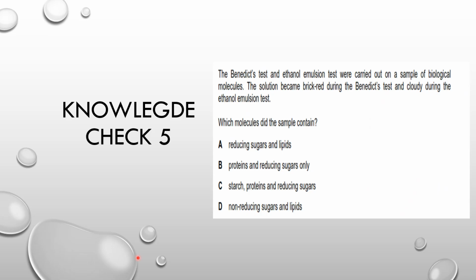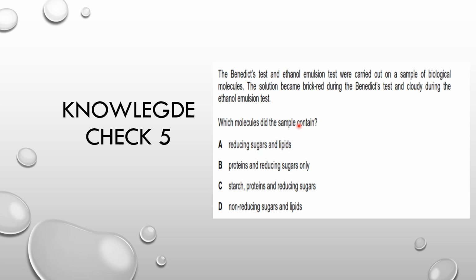Knowledge check 5. Pause the video and try it. The Benedict test and the ethanol emulsion test were carried out on a sample of biological molecules. The solution became brick red during the Benedict test and cloudy during the ethanol test. Which molecules did the sample contain? So guys, what's the answer?